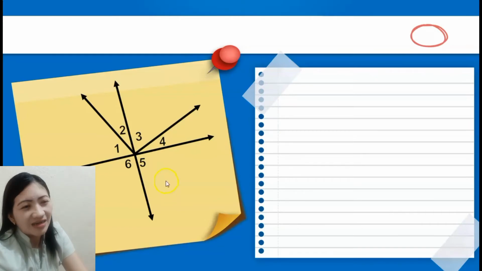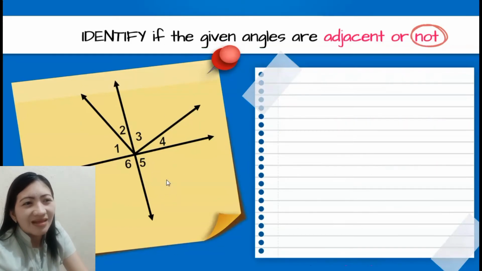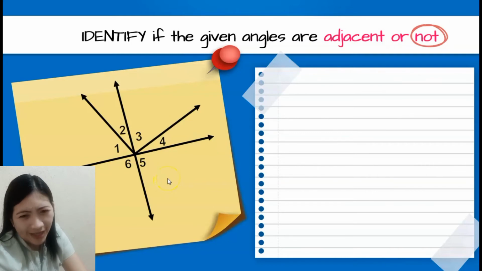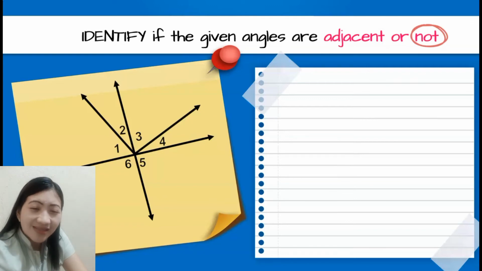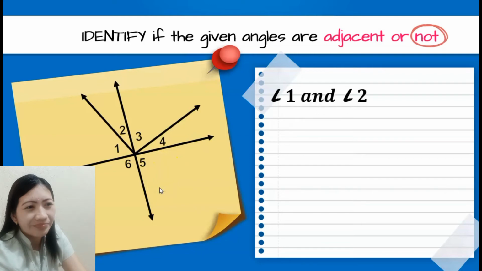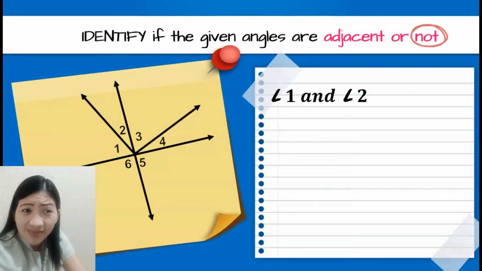So, I have here another figure. So, we're going to identify if the given angles are adjacent or not. So, bibigay ako ng angle and then i-identify nyo kung adjacent ba siya or not based on the definition na binigay ko sa inyo. The first one, si angle 1 at si angle 2. Do you think angle 1 and angle 2 are adjacent? Tingnan natin. The answer is adjacent.